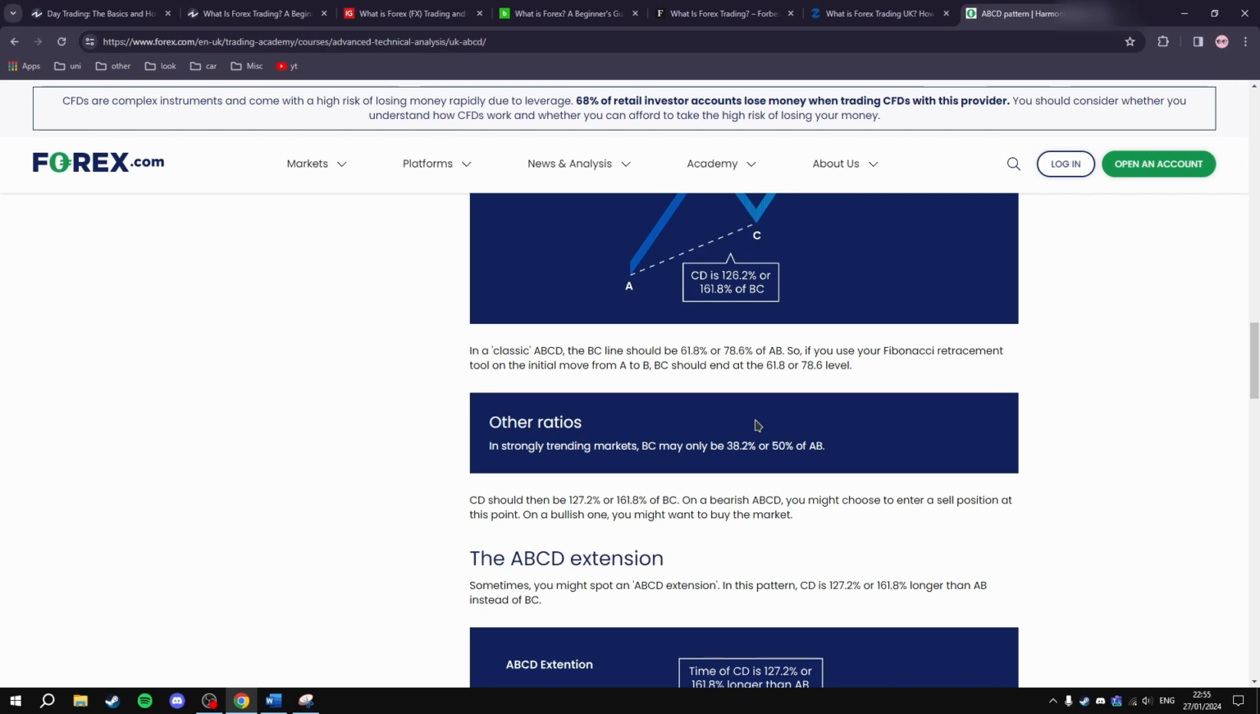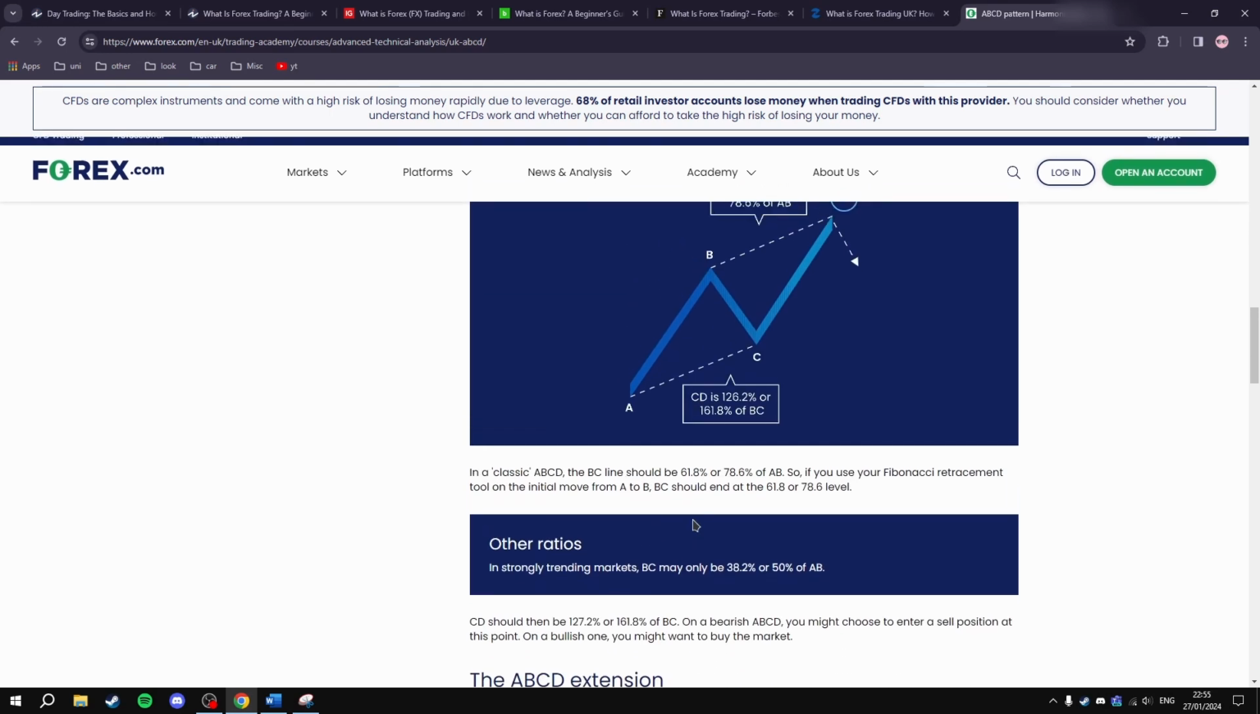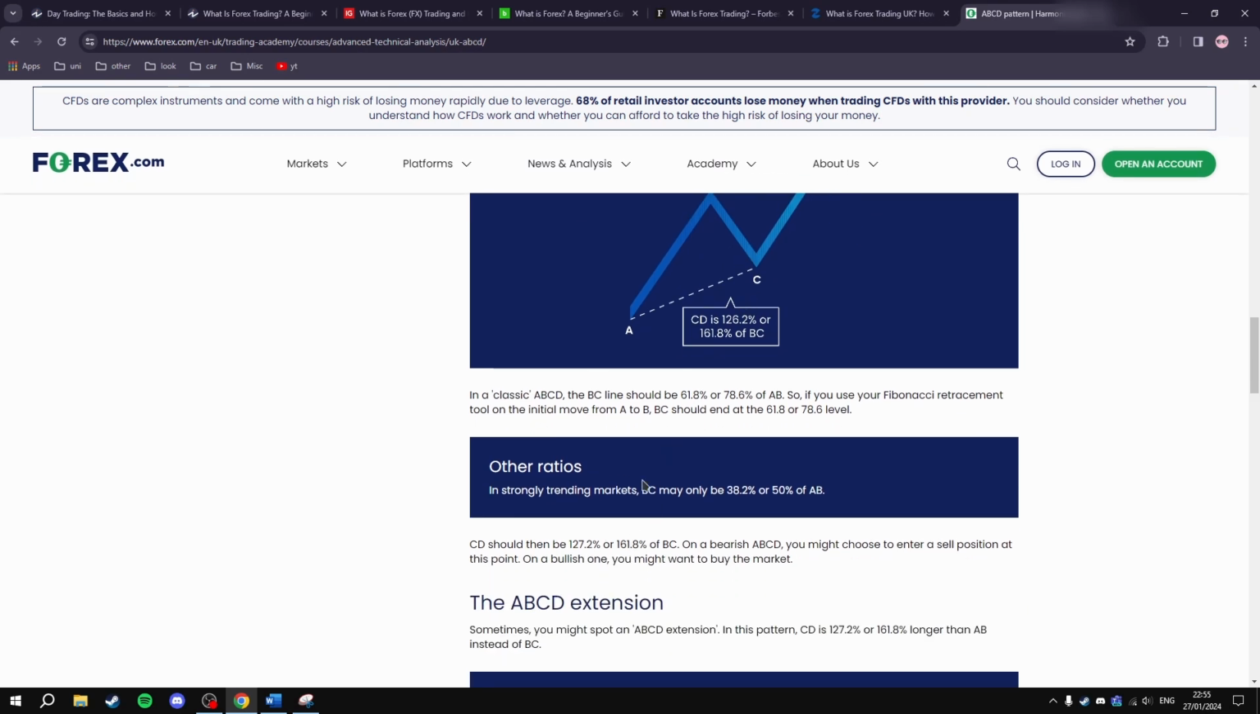Other ratios: in strongly trending markets, BC may only be 38.2% or 50% of AB. CD should then be 127.2% or 161.8%. Wait, that's why it says 127.2. Why does that say 126.2? Guessing it's another typo there.